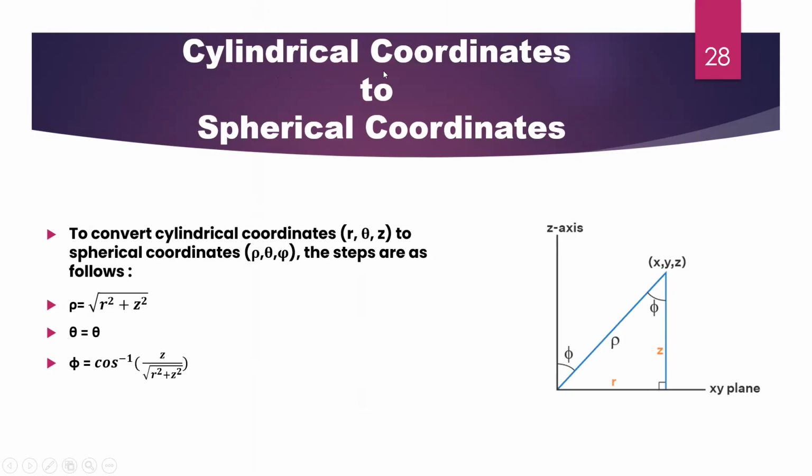Now, cylindrical coordinates to spherical coordinates. To convert cylindrical coordinates r, theta, z to spherical coordinates rho, theta, and phi, the steps are as follows. Rho is equal to root over r square plus z square. Theta is the same as before. Phi is equal to cos inverse z divided by root over r square plus z square.